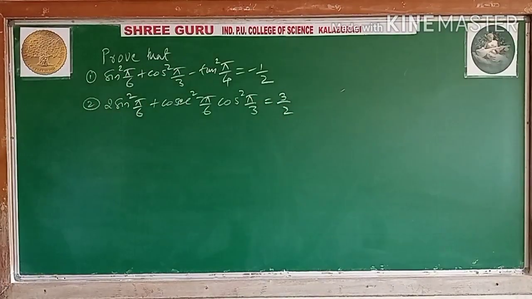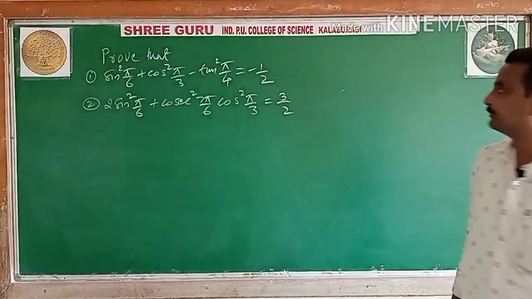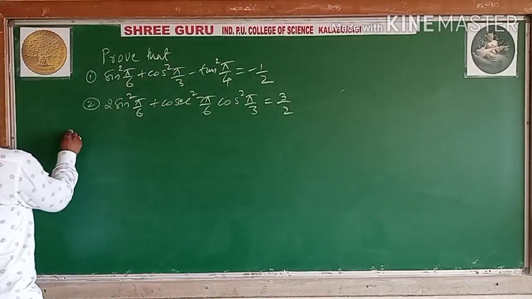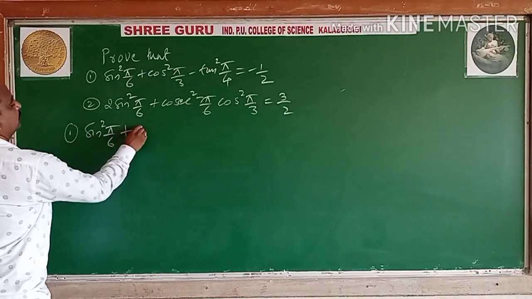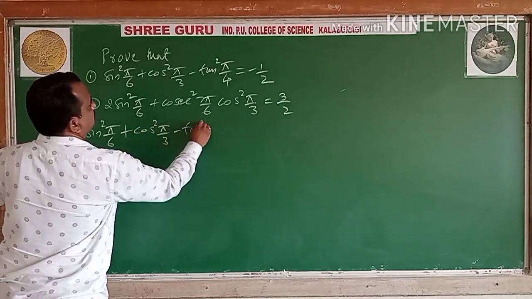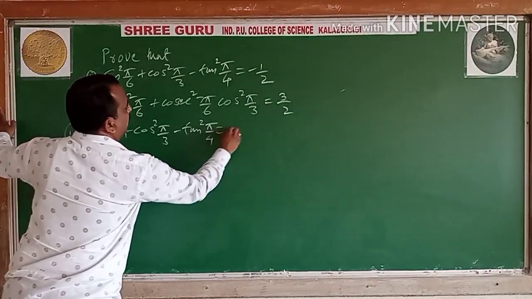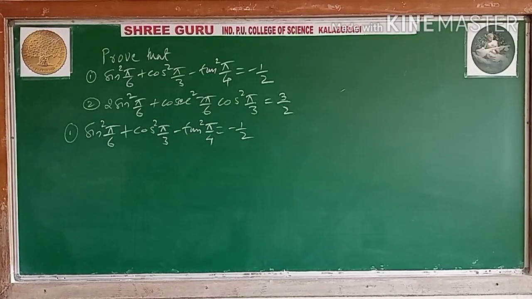Let us see these two examples. These are standard angles, so we directly substitute the standard angle values. First one: sin square of pi by 6 plus cos square of pi by 3 minus tan square of pi by 4 is equal to minus of 1 by 2. You should prove minus of 1 by 2.